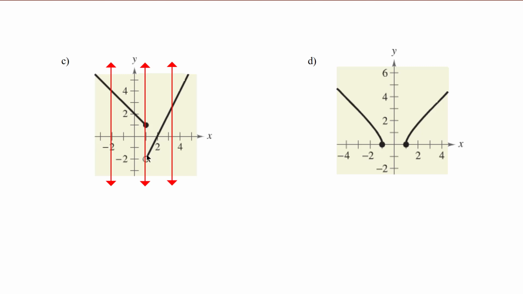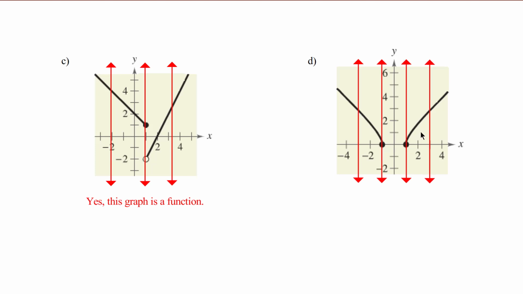Remember that a closed circle means that that point is included, but on the bottom, notice here that we have an open circle. That means that that point is not included on that part of the graph. So a vertical line going through this part of the graph only crosses once. So yes, this graph is a function. Moving on to part D, again we have another piecewise graph. And no matter where you draw a vertical line, you would only cross the graph once. So yes, this is the graph of a function.